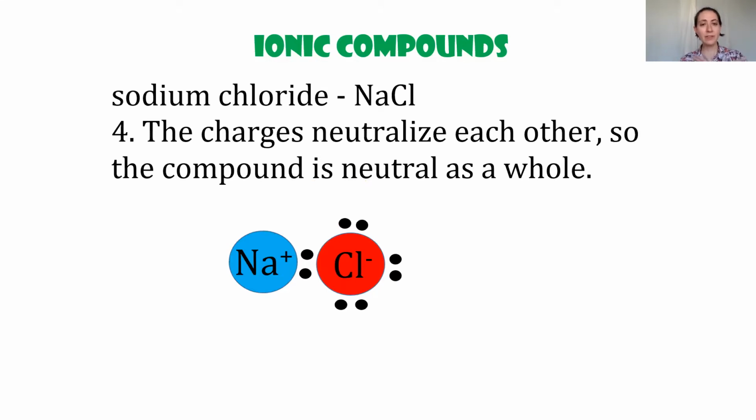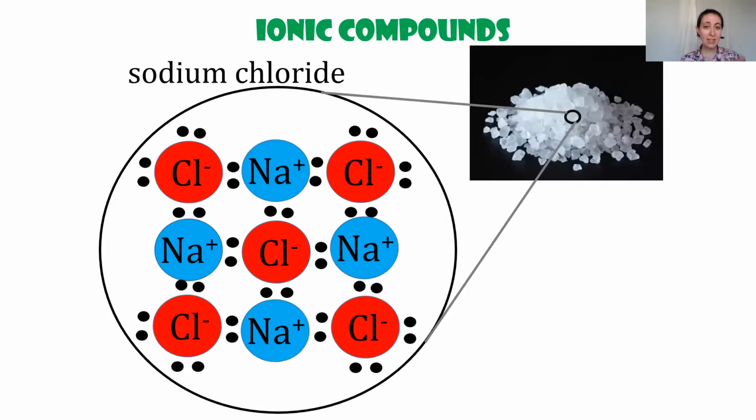As a whole, they're neutral because 1 is a positive and 1 is a negative. When this happens, it doesn't just happen between one sodium and one chlorine atom. It doesn't just happen between 2 atoms. It happens to lots of them, and they form these complexes. The important thing here is that the formula for sodium chloride is NaCl because for every 1 sodium, there's 1 chlorine. It's the ratio of the 2. There can be millions of them.